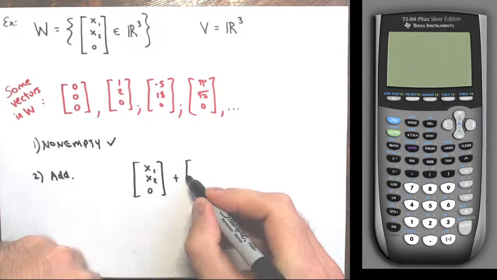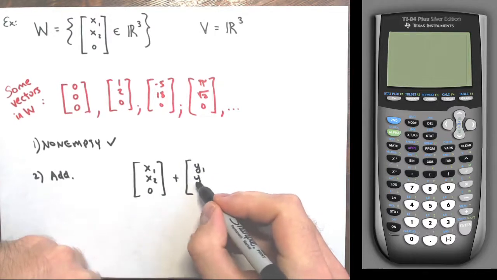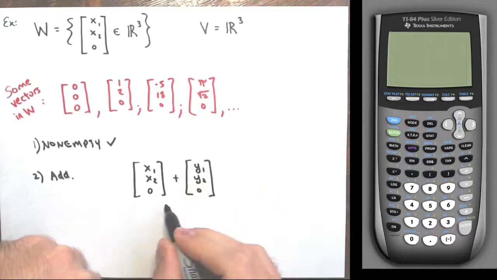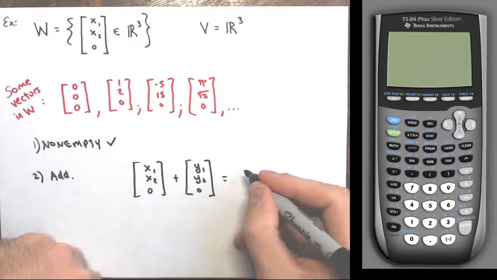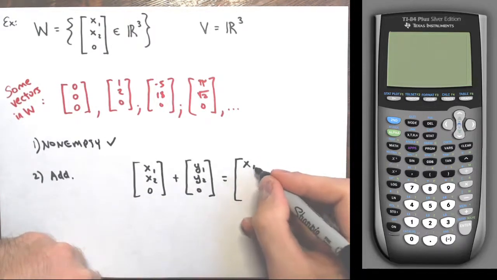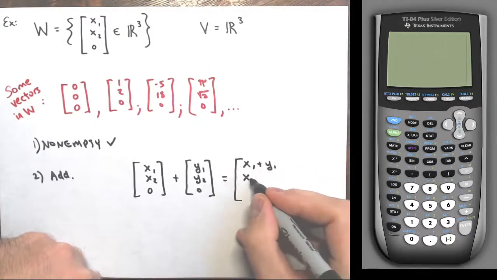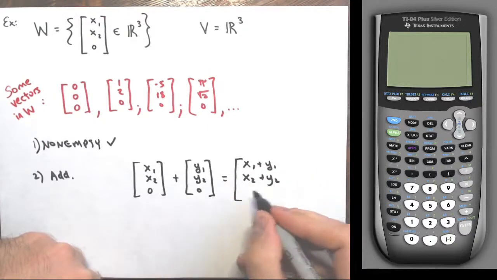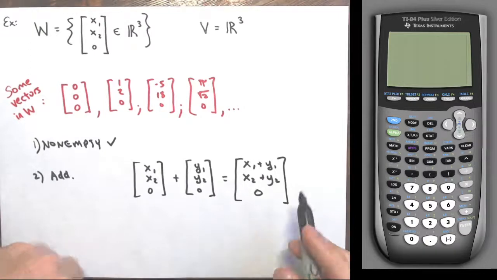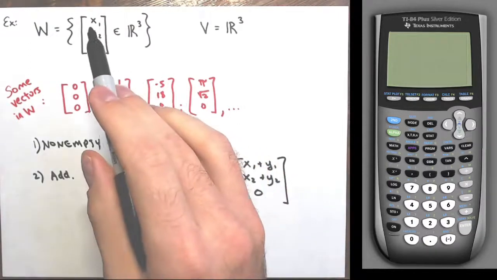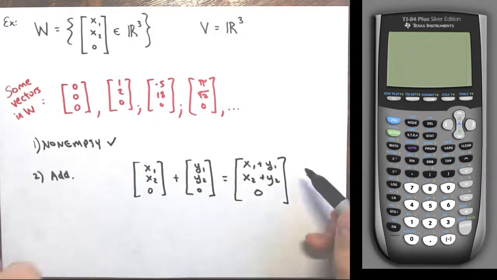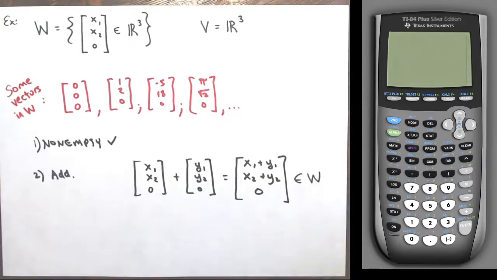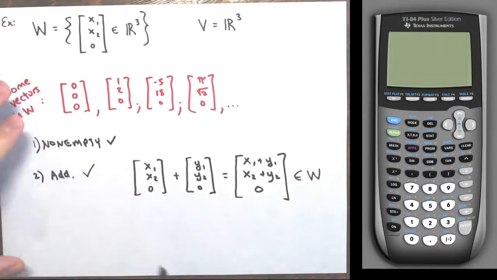Here's another vector that would belong to W, say with y1, y2, and then 0 for the third component. Both of these would belong to W, where x1, x2, y1, y2 are real. If I add those up, you get x1 plus y1 in the first component, x2 plus y2 in the second component, and then 0 plus 0, which is still 0 in the third component. And this looks exactly like these vectors here, right? A real number, a real number, and then 0. So this belongs to W, and yes, it's closed under vector addition.